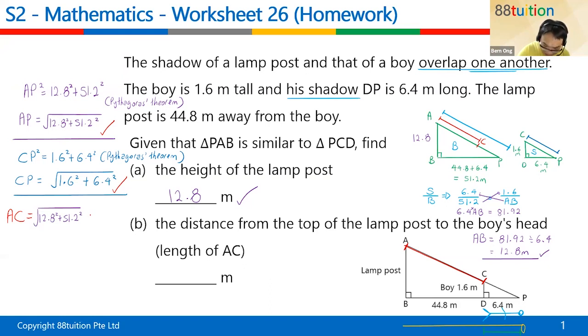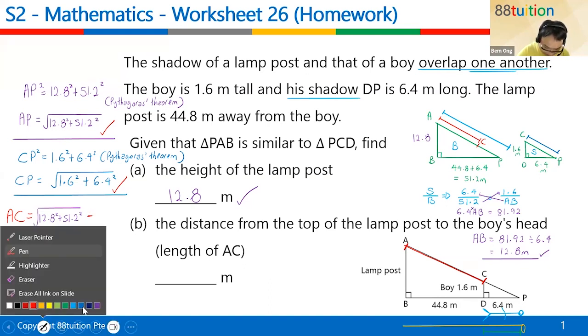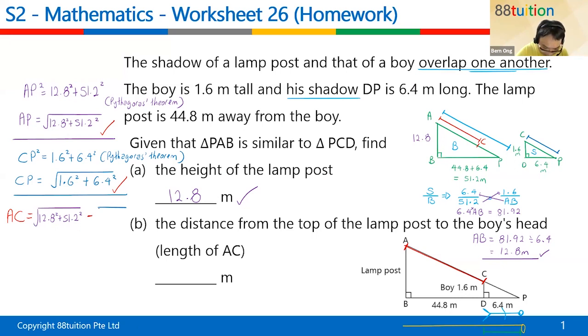Then I must minus my CP. So if you dare, children, you can do that also. Because if you press your calculator, you will get a lot of decimals, very irritating, and your answer is not going to be as exact as mine. So now I press exactly what I see: square root 12.8 squared minus 51.2 squared, press the arrow to the right, minus square root 1.6 squared plus 6.4 squared.